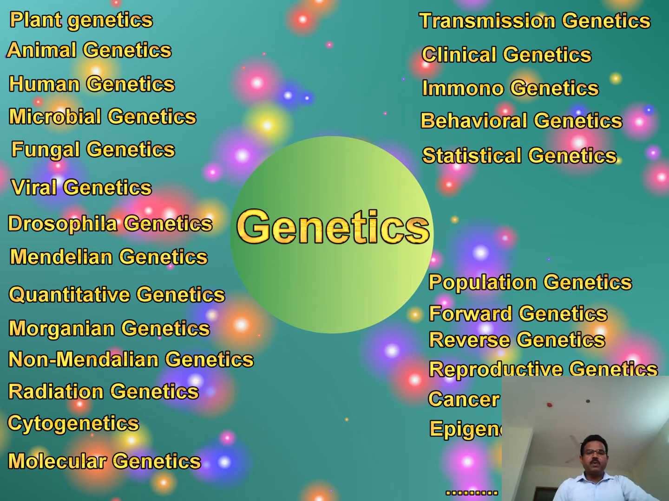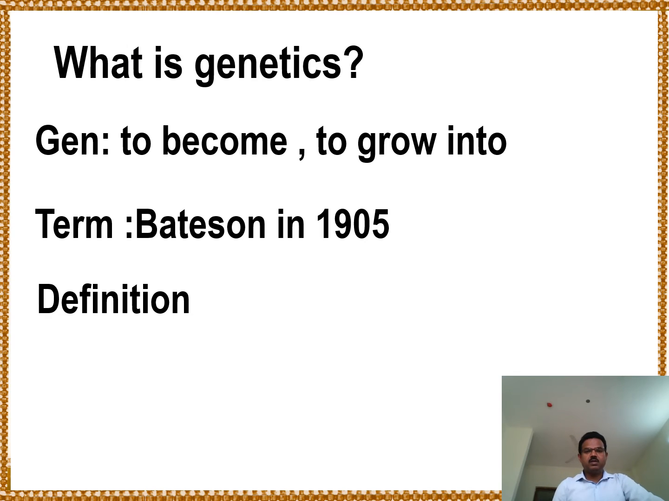So there are different branches of genetics. You have plant genetics, animal genetics, human genetics. Like that you can name anything: there is cytogenetics, behavioral genetics, clinical genetics, cancer genetics. So different branches of genetics are there, and some we will be studying in this course.